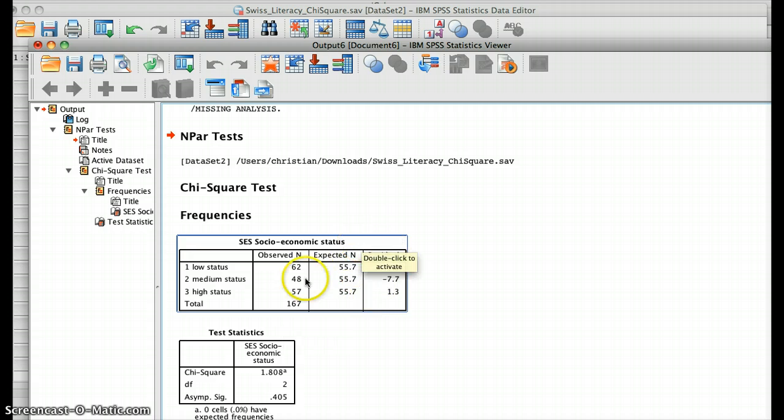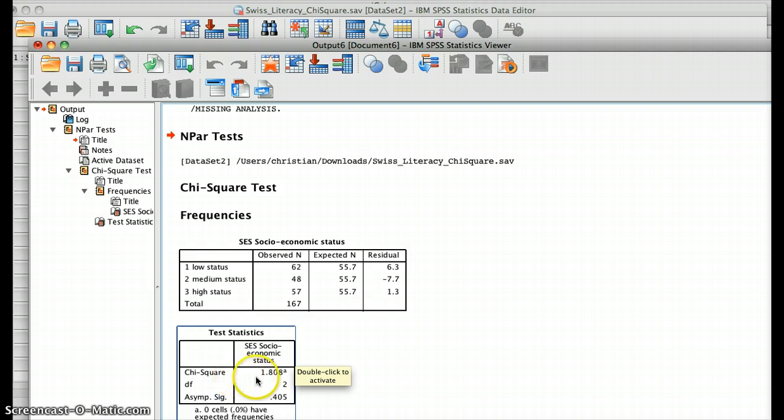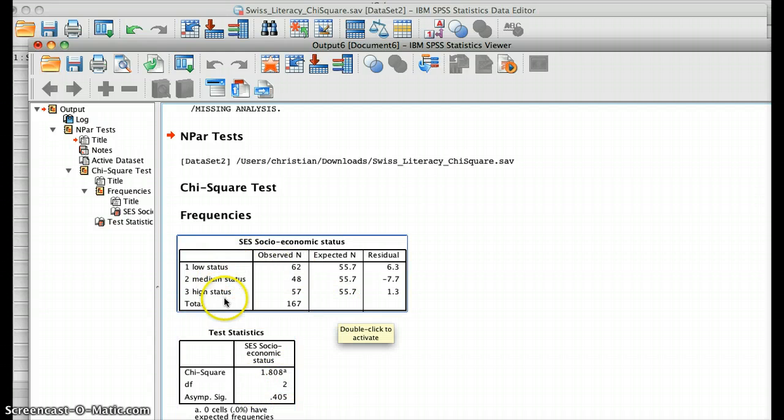Now we would calculate a chi-square based on these differences here. The chi-square would result in 1.808 with a degree of freedom of 2, right? N minus 1, 3 minus 1 is 2. And the probability to get such a result, such a chi-square of 1.8, is 0.405.